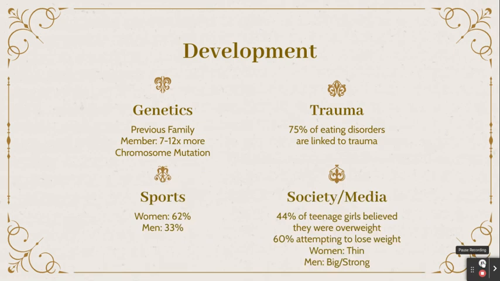Now moving on to development. So how can an eating disorder develop? Well, an eating disorder can develop because of genetics. So if a previous family member had it, you can be 7 to 12 times more likely to develop one yourself. And this is just due to a chromosome mutation.